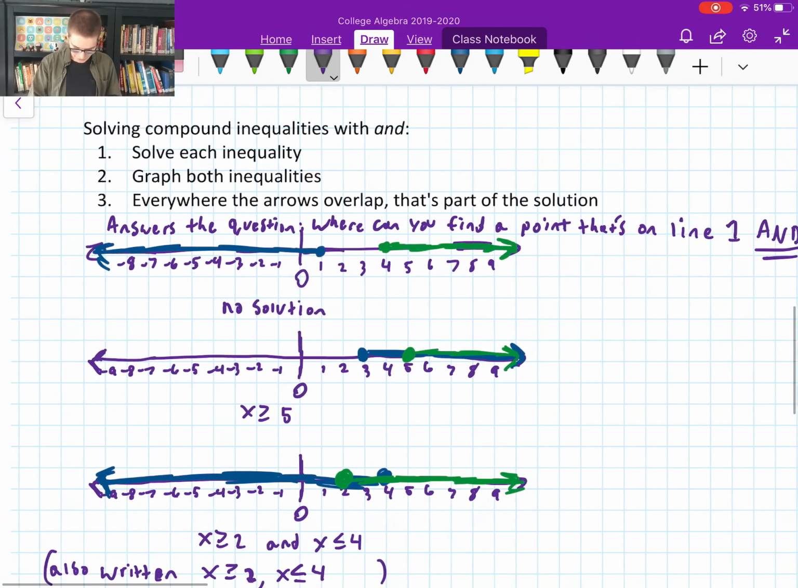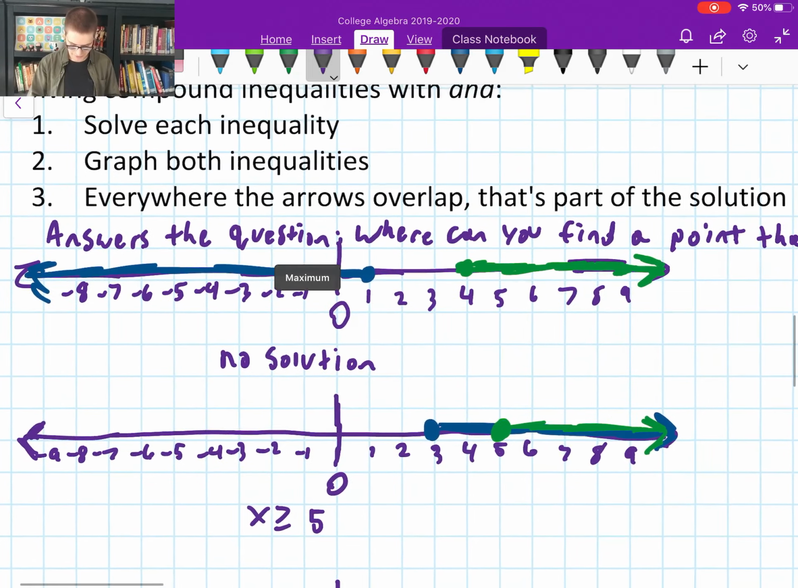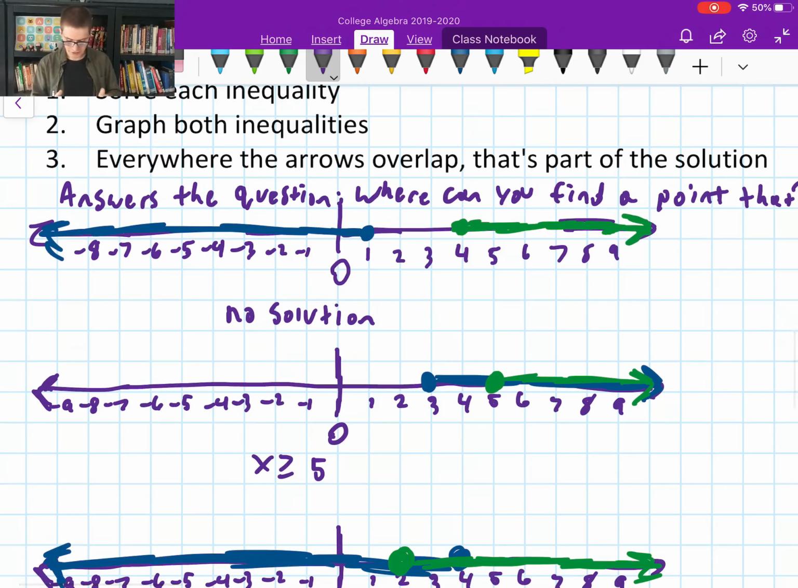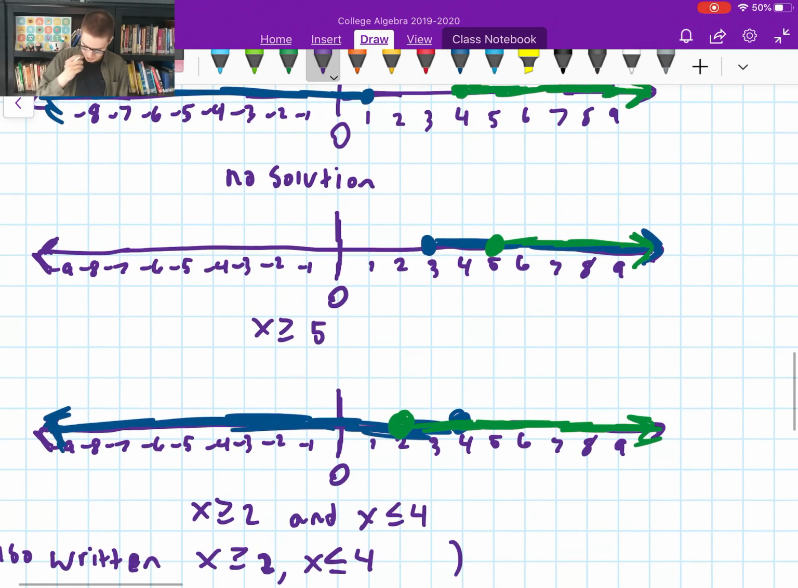In this case, if we were to go back to the same exact graph from before, there's no place where I can stick a point down and say I found a point where there's both a blue point and a green point. There's no blue and green at the same time, so there's no solution. The second one, though, does have some blue and green at the same time. There's a lot of points that I can point to that have both.